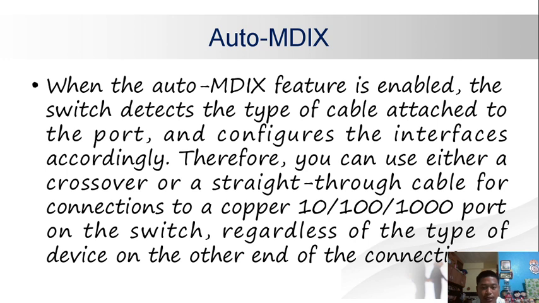When the Auto-MDIX feature is enabled, the switch detects the type of cable attached to the port and configures the interface accordingly. Therefore, you can use either a crossover or a straight-through cable for connection to a copper 10/100/1000 port on the switch, regardless of the type of device on the other end of the connection.